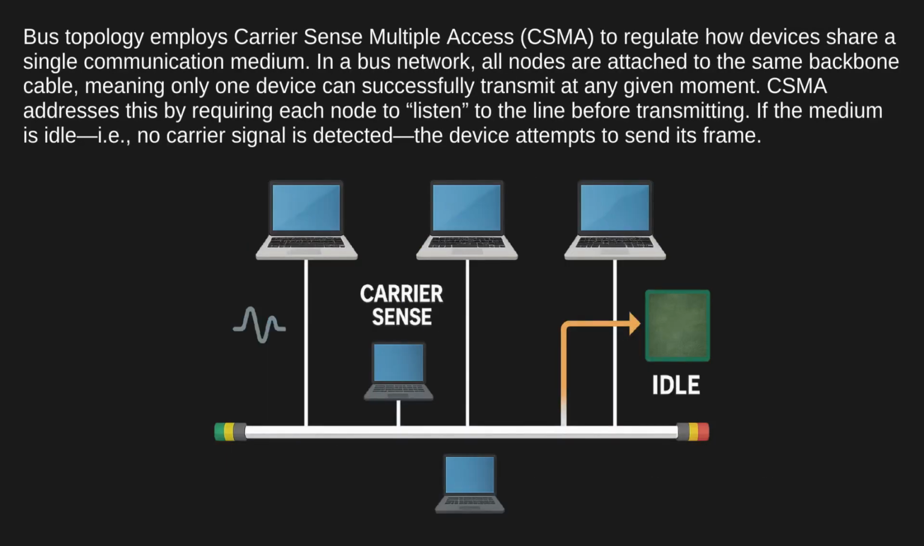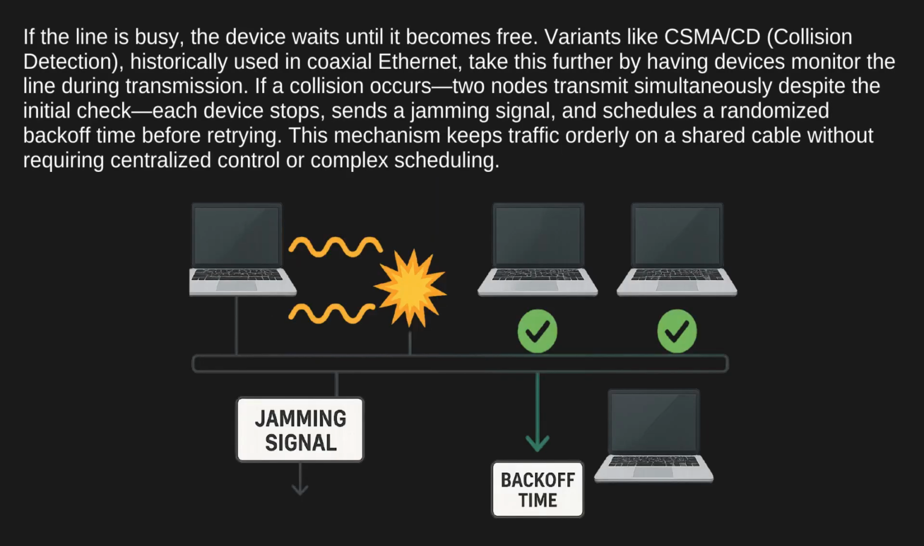Bus topology employs CSMA to regulate how devices share a single communication medium. In a bus network, all nodes are attached to the same backbone cable, meaning only one device can successfully transmit at any given moment. CSMA addresses this by requiring each node to listen to the line before transmitting. If the medium is idle, i.e., no carrier signal is detected, the device attempts to send its frame. If the line is busy, the device waits until it becomes free.